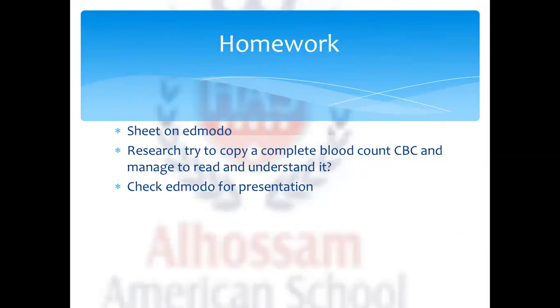I hope that you all stay well. I need you to answer the sheet that I'm going to send to you on Edmodo, and I need you to do a very interesting research. Actually, I want you to copy or find a complete blood count that was done by you or by any member in your family, and try to read and understand its components. Now, if you hold a CBC in your hand, you will be able to know where the erythrocytes, leukocytes, thrombocytes, and so on are.